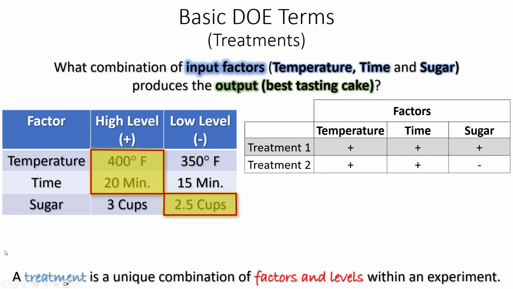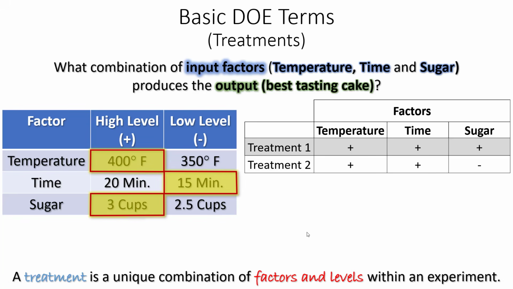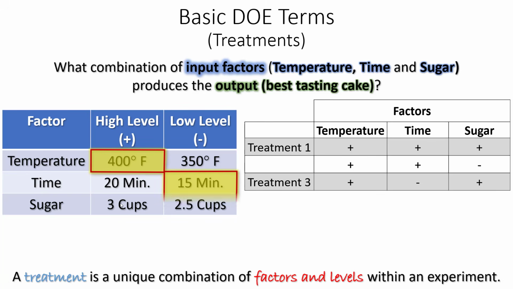We might run a different experiment with temperature at the high, time at the high, sugar at the low. We would call this treatment group number 2. And again, it is a unique combination of factors and levels within our experiment. We might have a third treatment group where we run temperature at the high, time at the low, sugar at the high, right? We're gonna call that treatment group number 3, and that is again a unique treatment group.